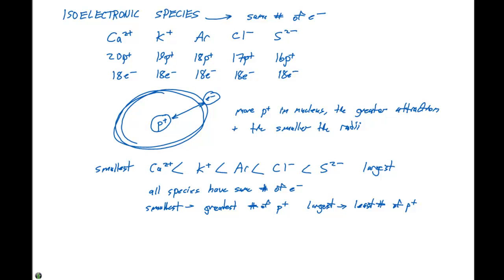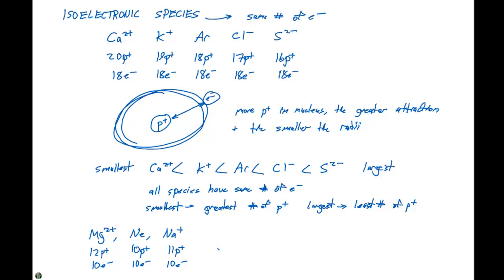So we can do the same exact thing if we compared magnesium 2+, neon, and sodium +. If we wanted to arrange these from smallest to largest, we first have to look at the number of protons and the number of electrons we have. Magnesium 2+ has 12 protons and 10 electrons. Neon has 10 protons and 10 electrons. Sodium + has 11 protons and 10 electrons. So we see that this is an isoelectronic series where each of these has 10 electrons.